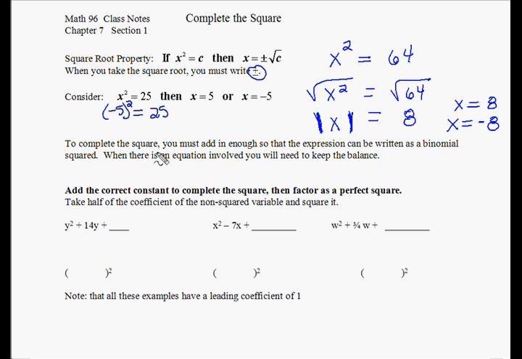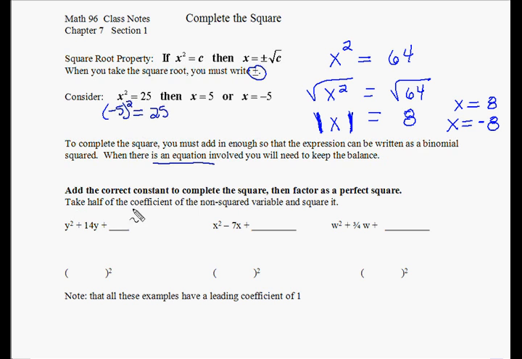To complete the square, you must add enough so that the expression can be rewritten as a binomial squared. That's why we call it complete the square, and so we'll have a square. When there is an equation involved, you'll need to keep the balance. Now I mention this because right now we're not going to do equations. I'm just going to give you this expression and we're going to learn the technique used. Add the correct constant to complete the square, then factor it as a perfect square.